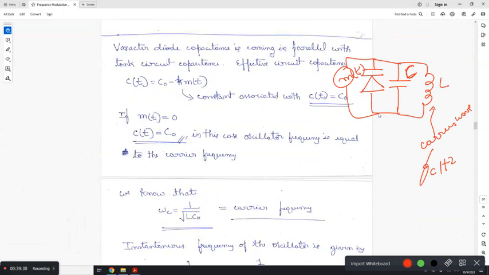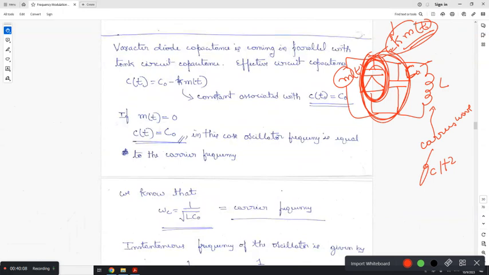So this is also going to produce a capacitance which is equal to K into M of t. That means the capacitance of this is going to be proportional to M of t. We will put one proportionality constant K and we will equate it. Now my effective capacitance C of t is equal to C naught minus K into M of t, because this is the reverse bias. Just apply your KVL in this. Now suppose your M of t is equal to 0.